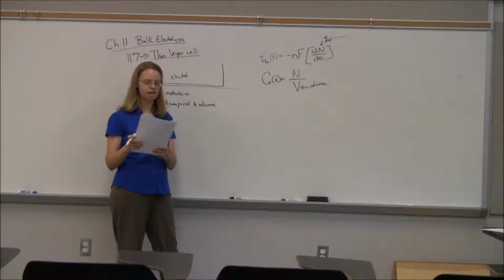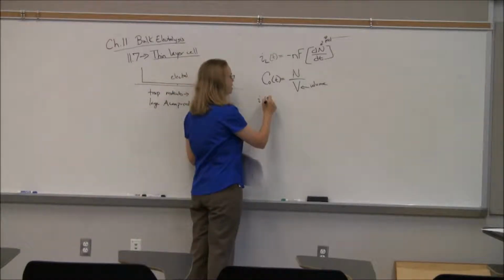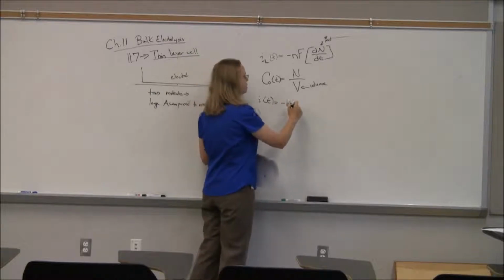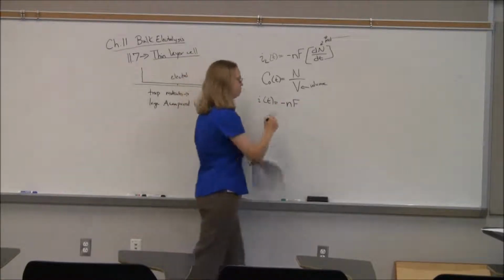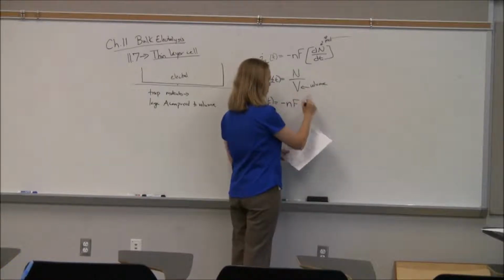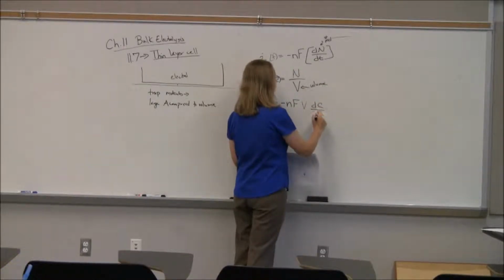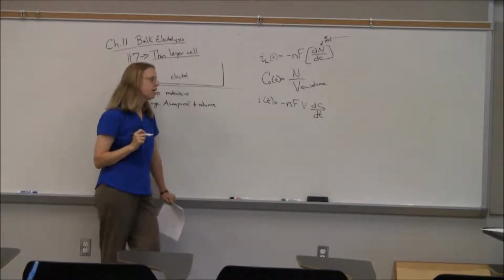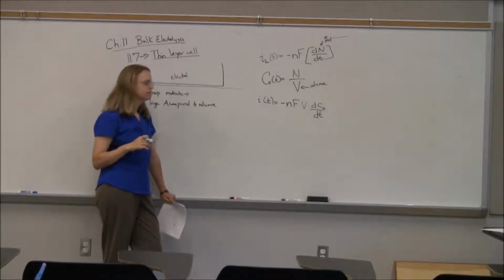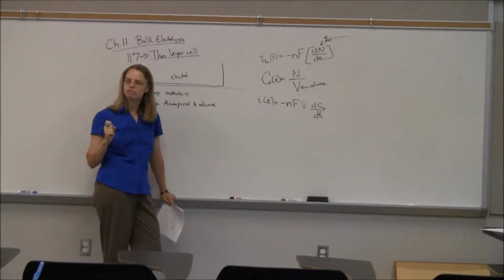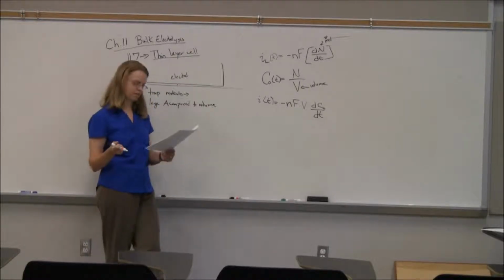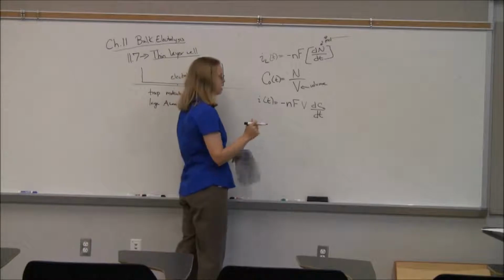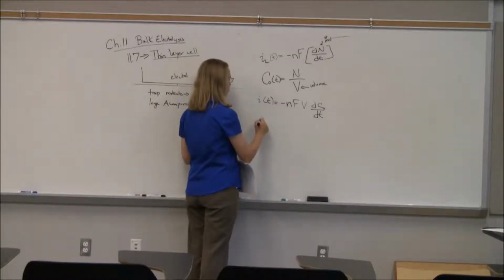Good. And so we could substitute this back into our current equation, so that the current would be equal to NF times volume times dC/dt. So the current that I'm going to get depends on the rate at which the concentration is changing. How fast is the concentration changing? We have to come up with an expression for that, and basically there's two equations you would use to get it.